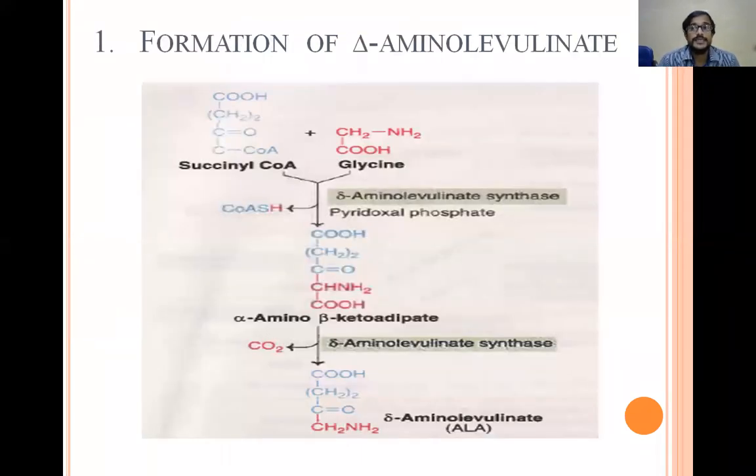And coming to the steps, so this is the first step, formation of delta aminolevulinic acid, in which the succinyl-CoA and glycine combine to form aminolevulinate. Okay, and the enzyme required for this is aminolevulinate synthase. So these are the substrates, and this is the first step. And this enzyme is very important because this is the regulatory enzyme for the heme synthesis. So first step is very important. Substrates are important. And the first enzyme is very important.